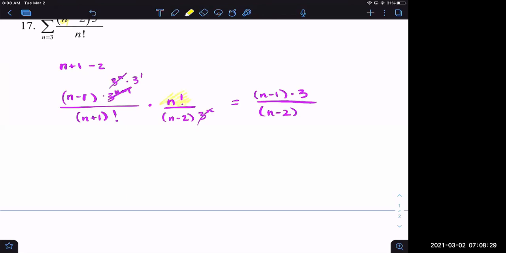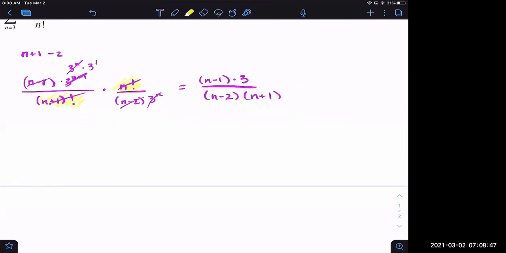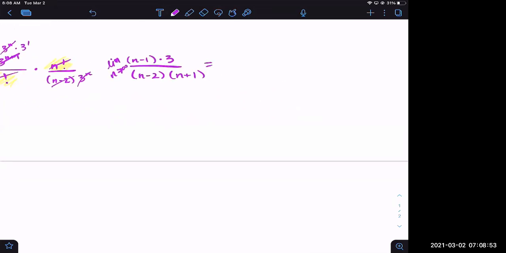Let's look at the n factorial. What's n factorial divided by n plus 1 factorial? 1 over n plus 1. We'll be left with an n plus 1 in the denominator. So those we've dealt with, and I've already dealt with the n-2. Now I have it reduced, so I'm just going to take the limit as n goes to infinity of this. Well, the numerator is really just 3n. The denominator is an n squared. So I'm taking the limit of that reduced function.